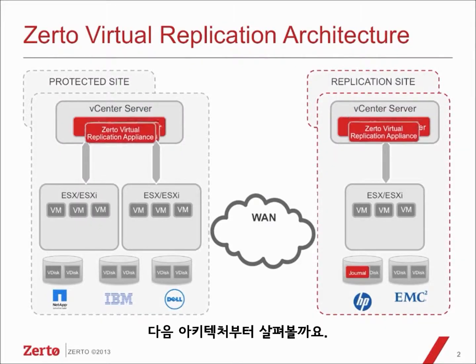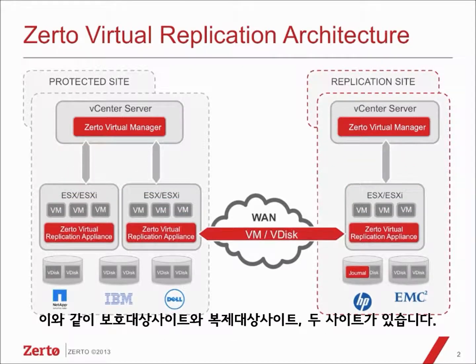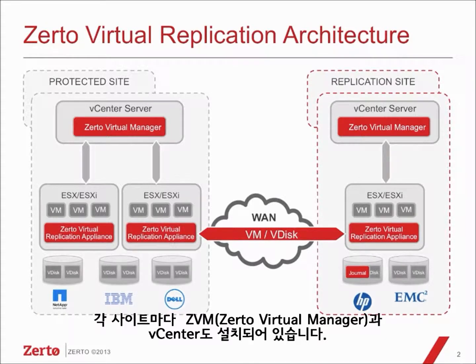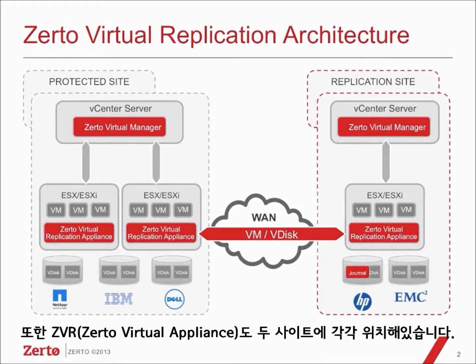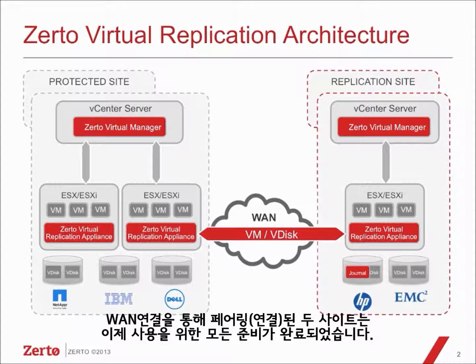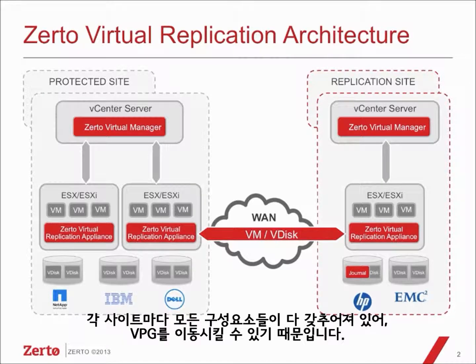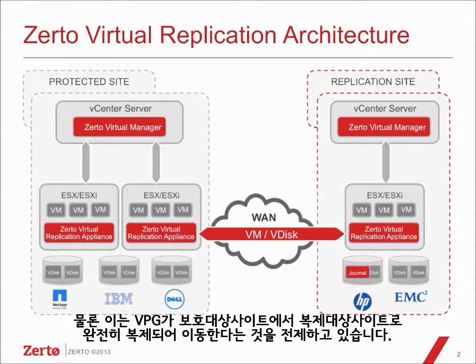So let's look at the architecture. We have a protected site and a replication site. We've got our Zerto Virtual Managers installed at each site. We've got vCenters at each site. We've got our Zerto Virtual Replication Appliances at each site. So now we're ready with the architecture, having it paired with the WAN connection there. We've got all the pieces in place in order to take a VPG that we create and then move it. Of course, that assumes the VPG has fully replicated from the protected site to the replication site.